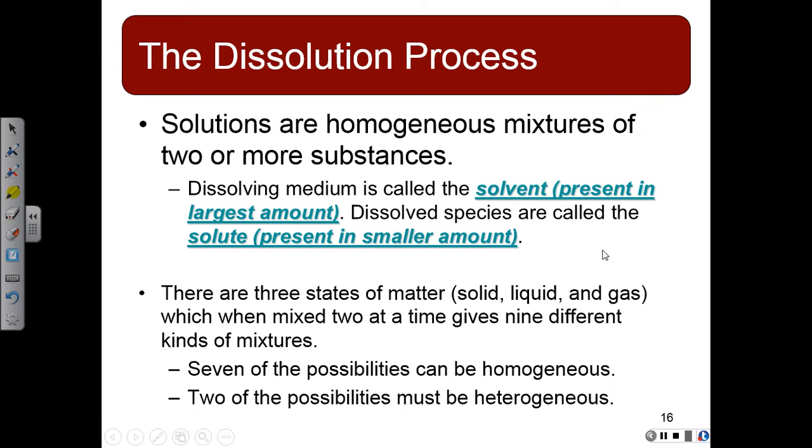We've seen this a couple of times, but if we have a solution, it's homogeneous, meaning that you can see through it. There's no distinguishable parts, just like a salt solution or whatever it might be. The solvent is present in the largest amount, the solute in the smaller amount, and together they make a solution. Be sure you know that terminology.